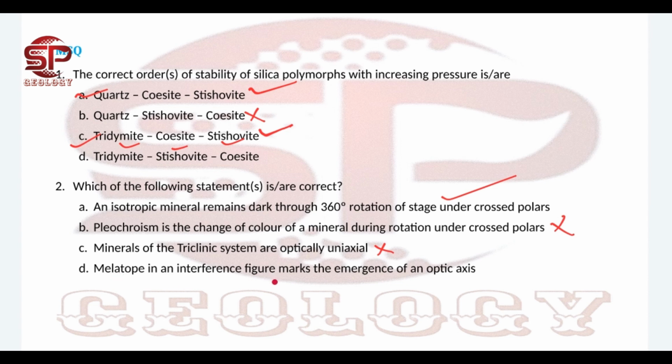Melatope in an interference figure marks the emergence of the optic axis. So this is correct, because the optic axis is represented by the melatope in the interference figure. So options A and D will be correct.